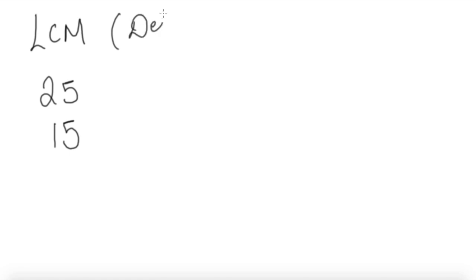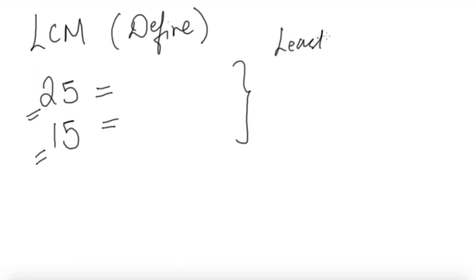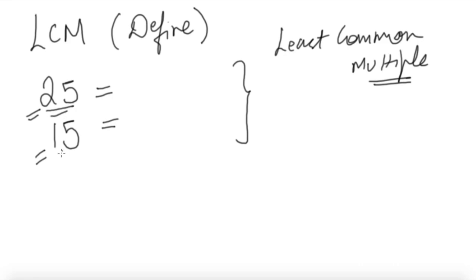Okay, let me first define what the LCM is in a quick manner. LCM is a number which is a multiple of both the numbers. It could be one number or two numbers or more than two numbers, it doesn't matter. If there are n numbers, the LCM, which is the least common multiple, is such a number which is a multiple of this as well as this.